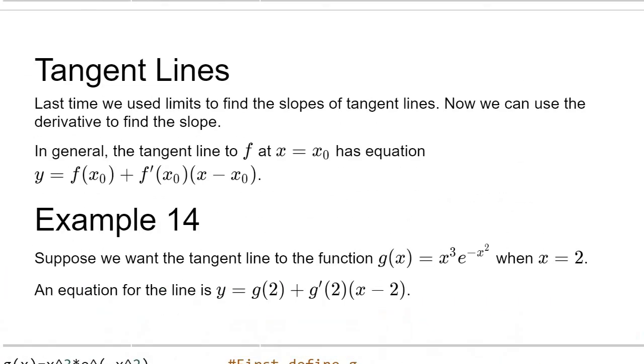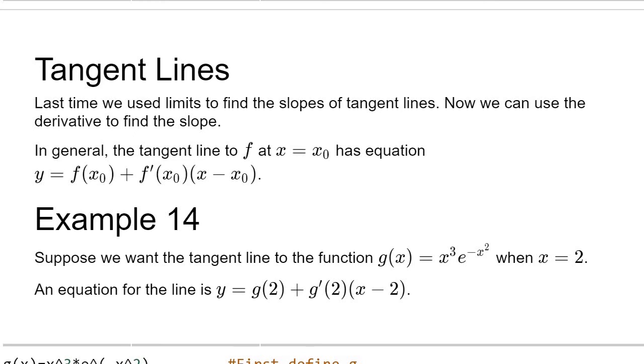Our topic last time was tangent lines, and we used limits to find the slopes of tangent lines. Now that we have the derivative function, we don't have to use limits anymore. That's all built into the derivative. So in general, here's the formula for a tangent line for the function f at the particular x value, x equals x sub 0. It's the value of the function plus the slope times x minus your particular x value.